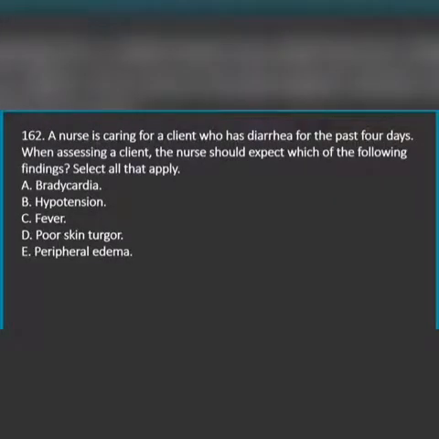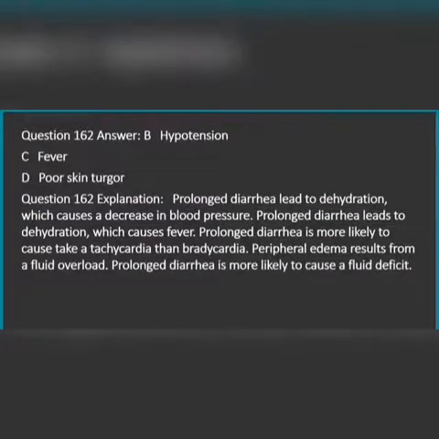Question 162. A nurse is caring for a client who has had diarrhea for the past 4 days. When assessing the client, the nurse should expect which of the following findings? Select all that apply. A. Bradycardia. B. Hypotension. C. Fever. D. Poor skin turgor. E. Peripheral edema. Question 162. Answer: B. Hypotension, C. Fever, D. Poor skin turgor.